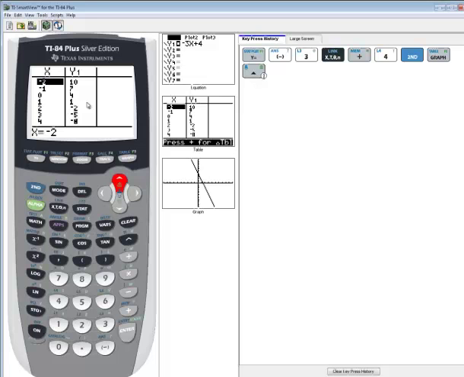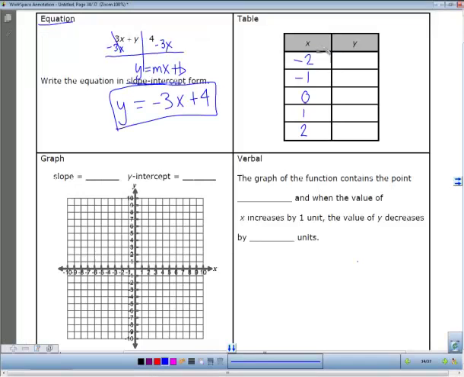So I'm going to transfer this table into the table in my notes. So at -2, I had 10. At -1, I had 7. 0 is paired with 4. 1 with 1, and 2 with -2. So this is my table.